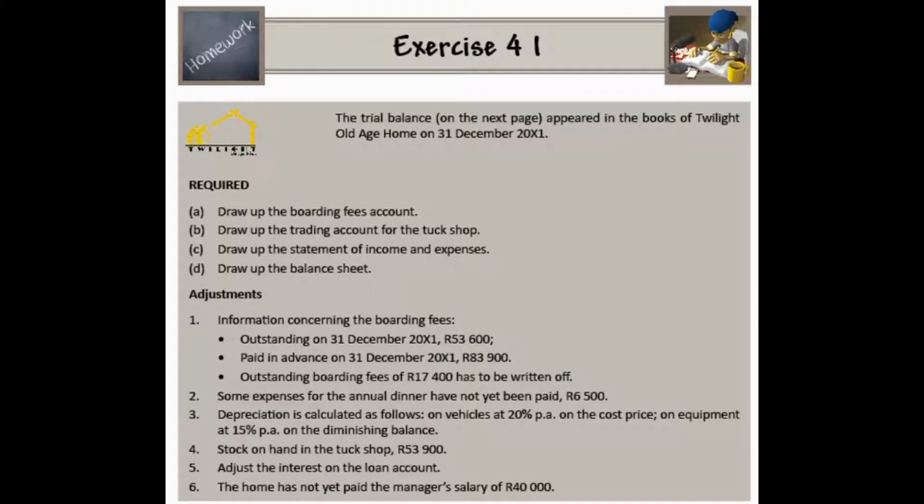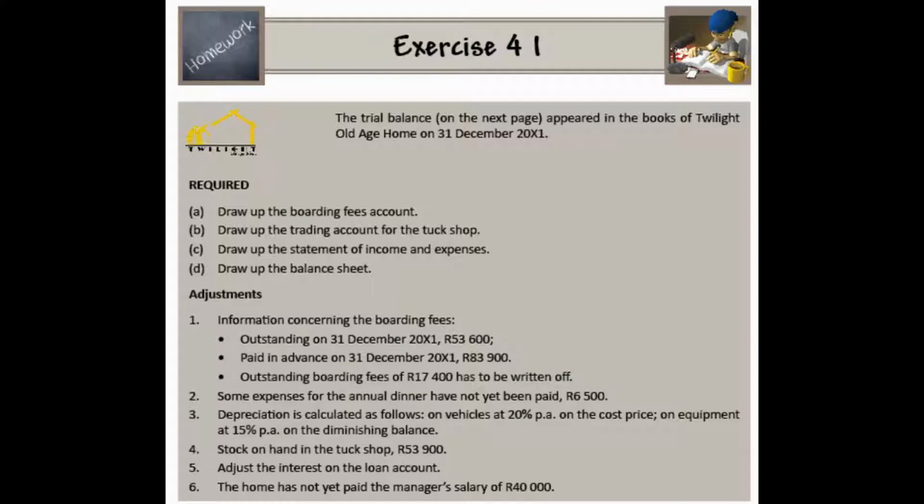So let's do the rest of the adjustments. Number 2, some expenses for the annual dinner have not yet been paid, 6,500. Let's see if we've already made payments for the annual dinner. Yes, 82,030. So you're going to open that account. On the debit side, you're going to write the total 82,030 in the annual dinner account. Some expenses have not yet been paid.